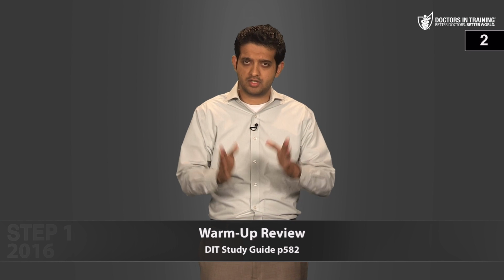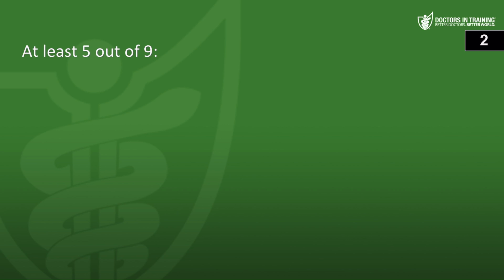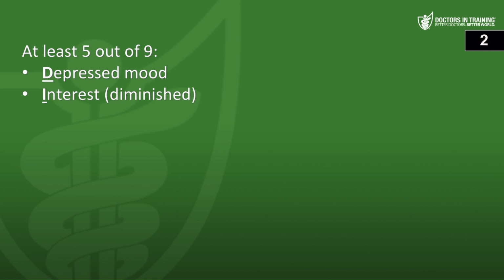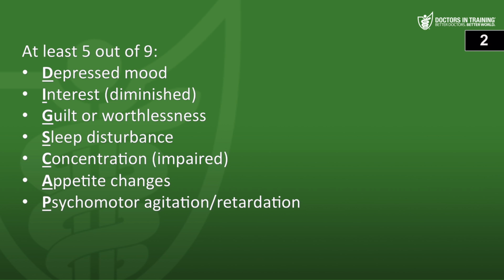Next question. What are the criteria for the diagnosis of a major depressive episode? So remember, you need to have 5 out of the 9 DIG FAST symptoms. So D for depressed mood, diminished interest or anhedonia, feelings of guilt or worthlessness, sleep disturbance, impaired concentration, appetite changes, and psychomotor agitation or retardation, loss of energy or fatigue, and suicidal ideation. So you have to have 5 of those for at least 2 weeks, and one of the symptoms must include either depressed mood or anhedonia.